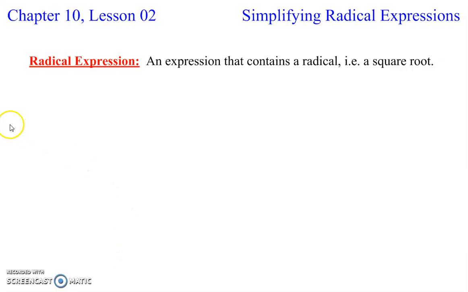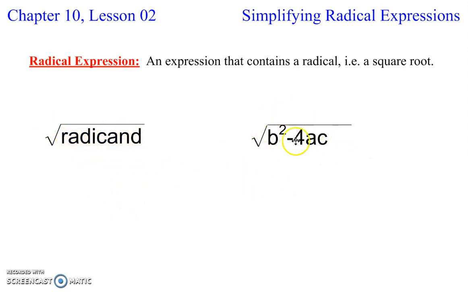So, a radical expression is an expression that contains a radical. For example, a square root. There are also other types of roots, but we're going to be dealing with square roots. The radicand, write this down, is the expression underneath the square root, underneath the radical sign. It's called the radicand. For example, in this right here, the expression underneath is the radicand.